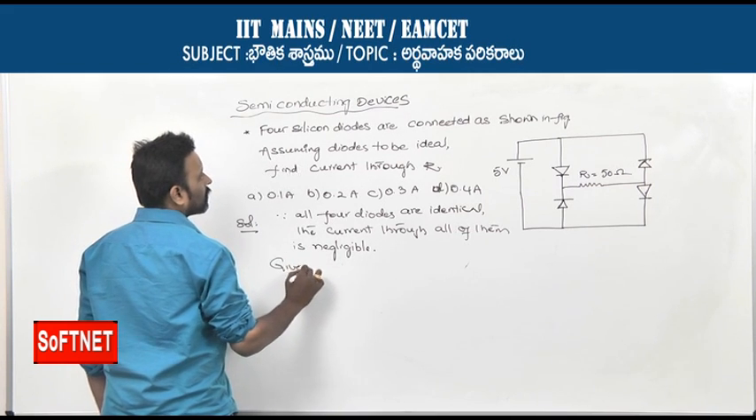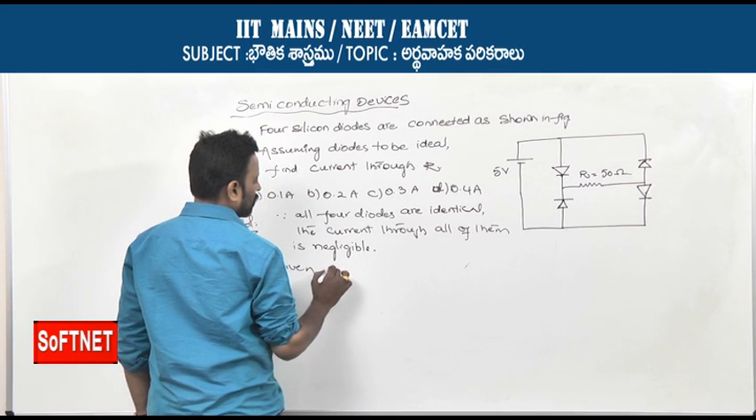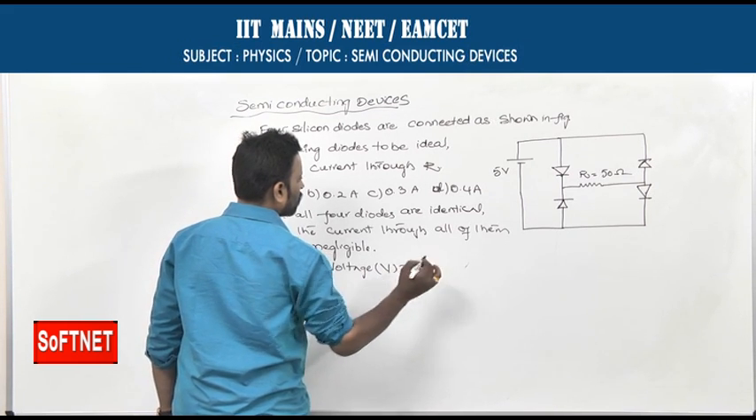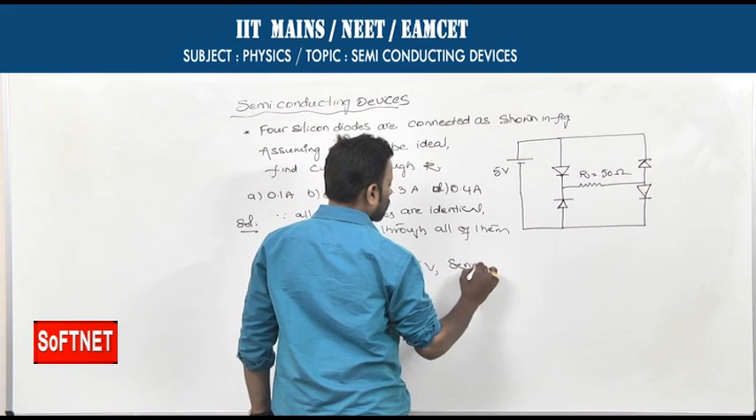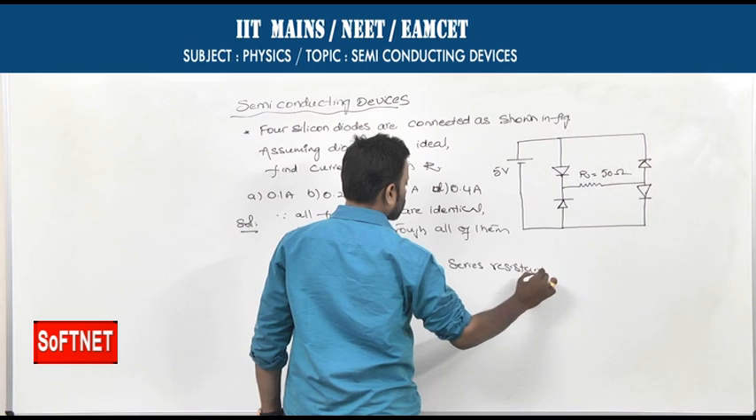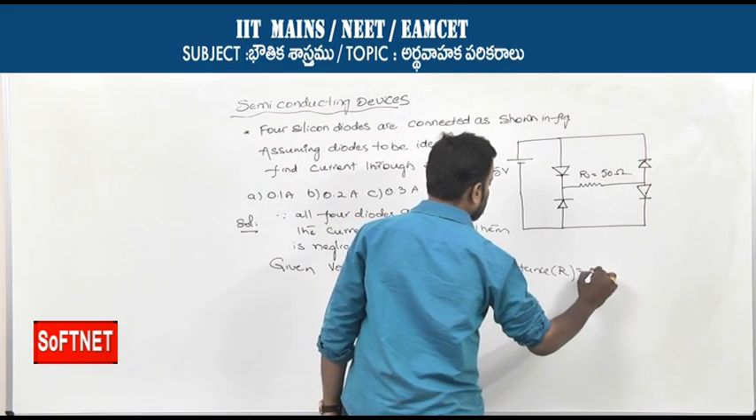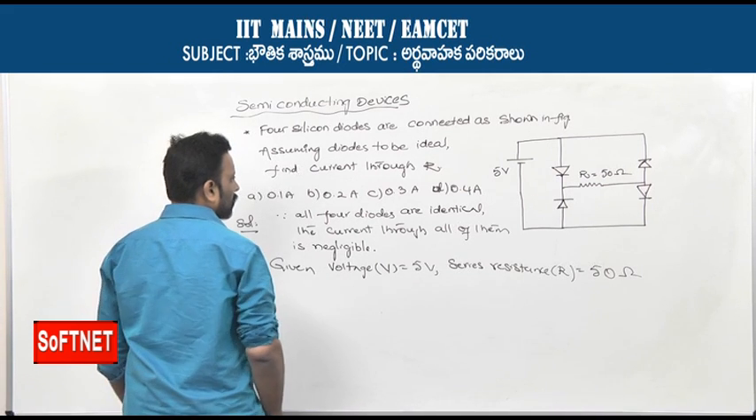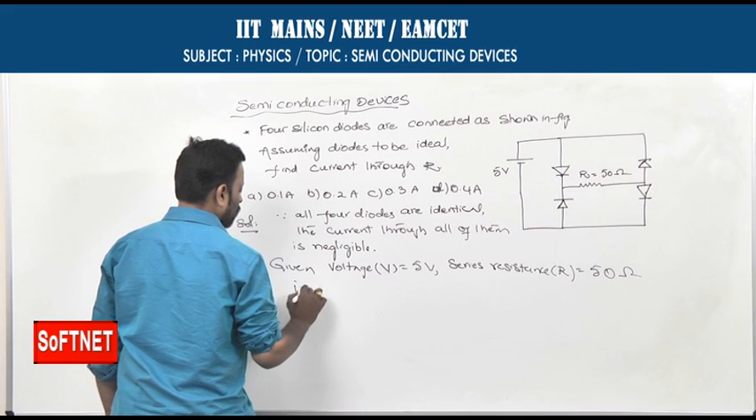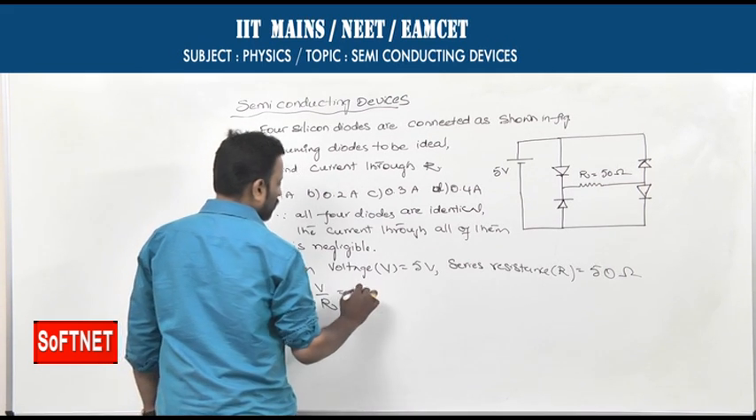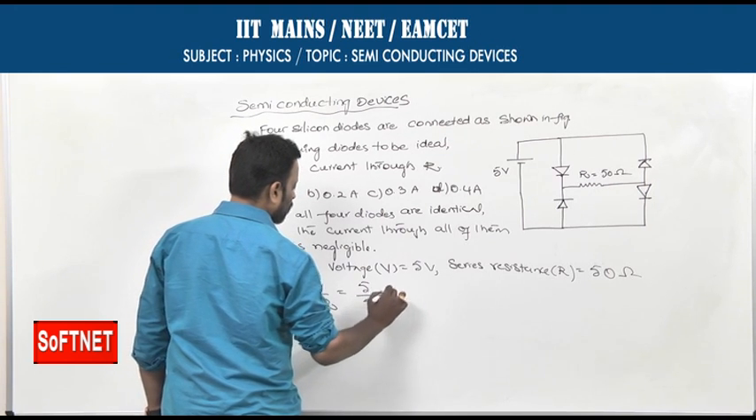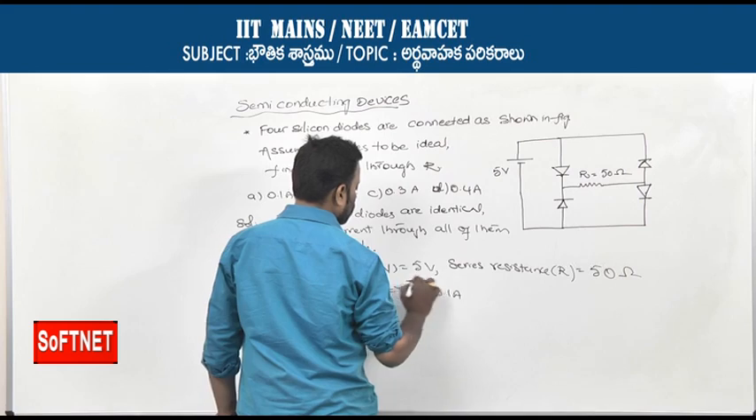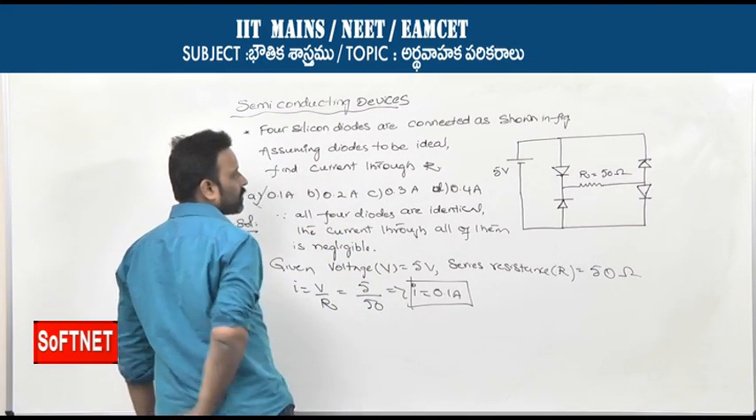Further, given voltage V is equal to 5 volts. Series resistance R is given as 50 ohms. You are asked to calculate the current through the resistance capital R. According to Ohm's law, I is equal to V by R. V is given as 5, the resistance is 50. So, the current through the series resistance R is 0.1 amperes. So, the first option is the correct one.